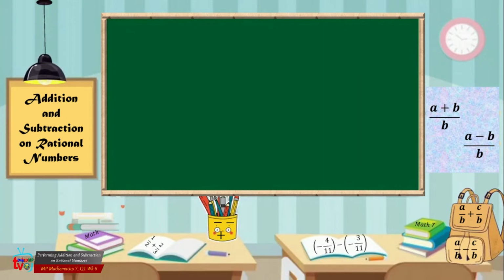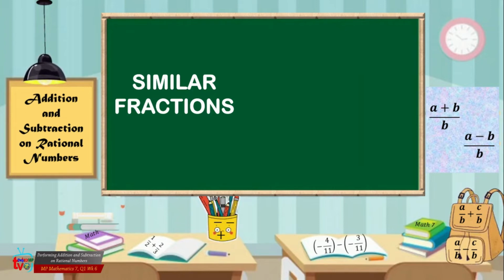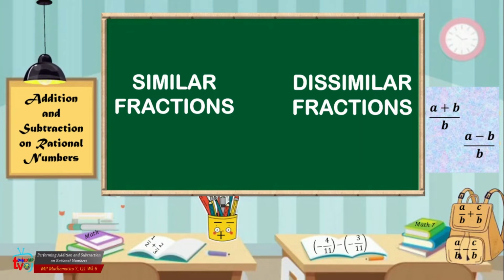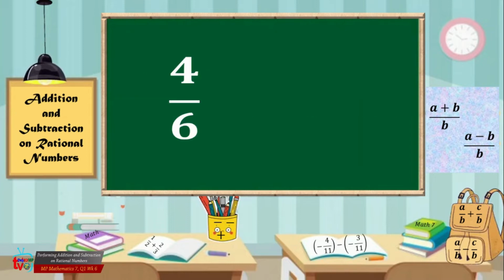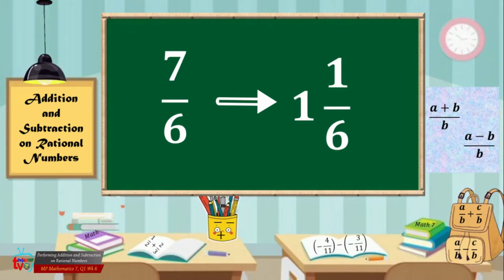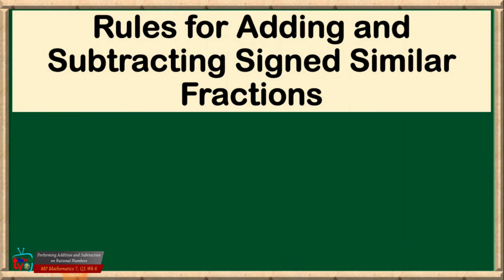In adding or subtracting fractions or rational numbers, we can only add or subtract similar fractions. For dissimilar fractions, we need to rewrite them as similar fractions. Remember that every answer in adding or subtracting rational numbers should be expressed in simplified form. An improper fraction should be expressed as a mixed number. Let's start with lesson number 1.